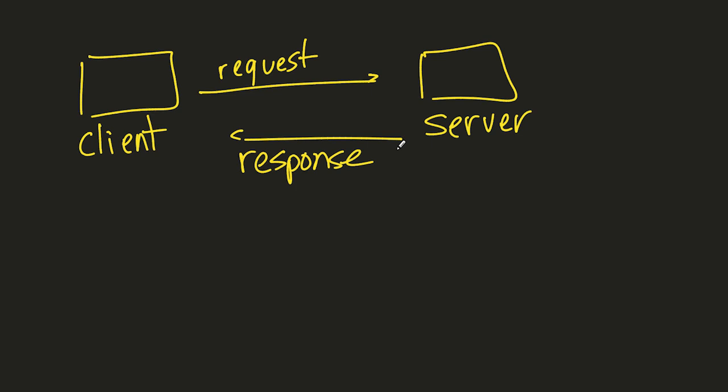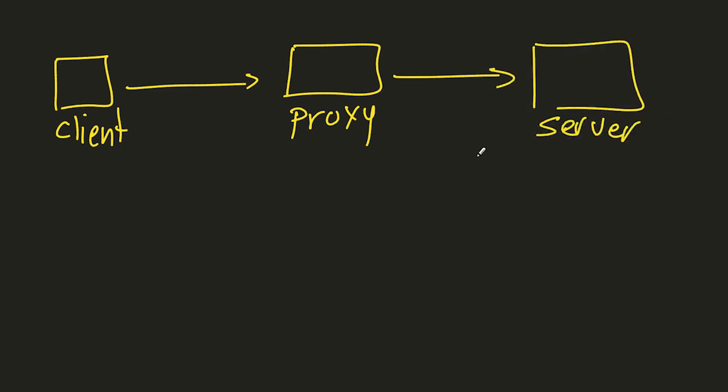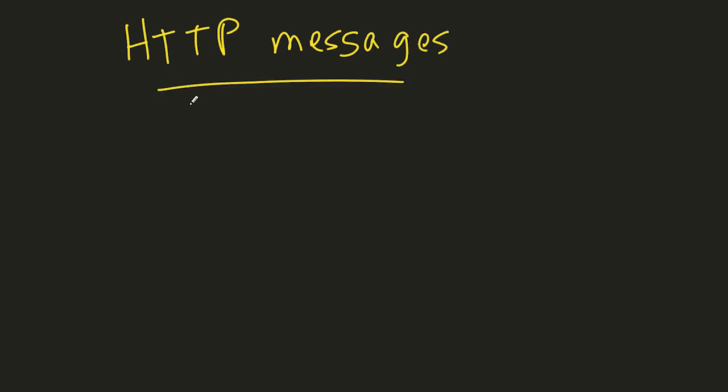called responses. Now, in practice, servers and browsers sometimes don't communicate directly, so there could be one or more proxies in between that connection. A connection is often also defined as a virtual circuit. Let's go over the structure of HTTP messages.